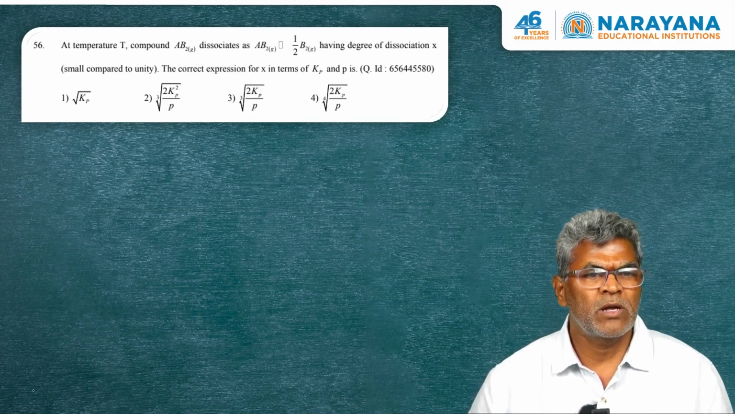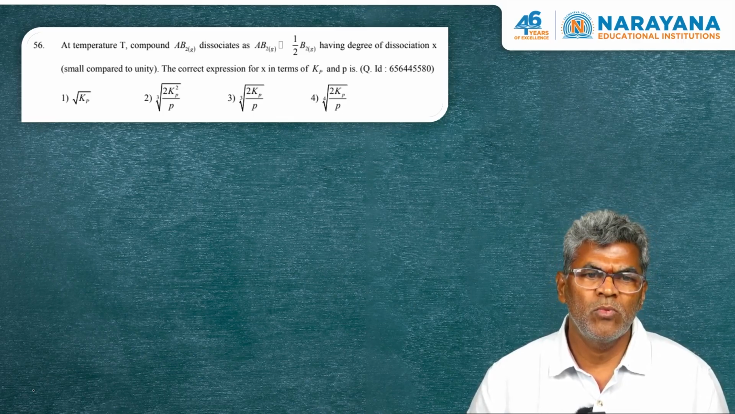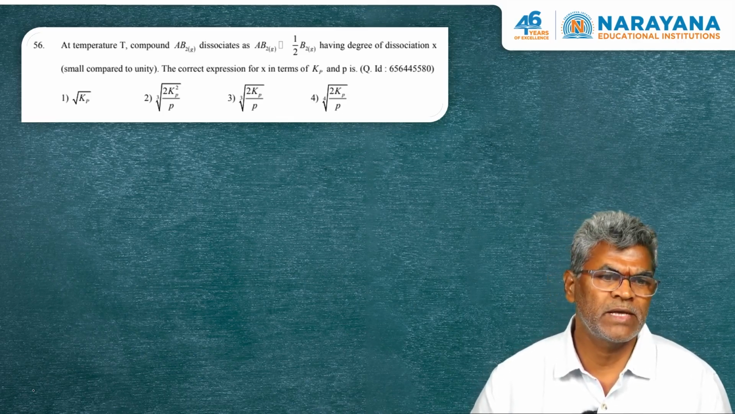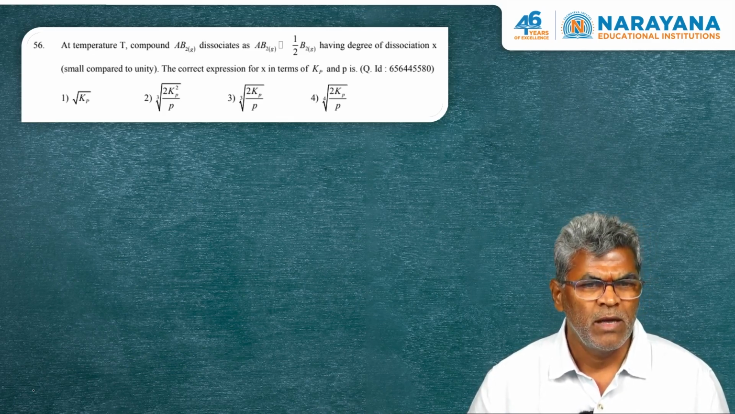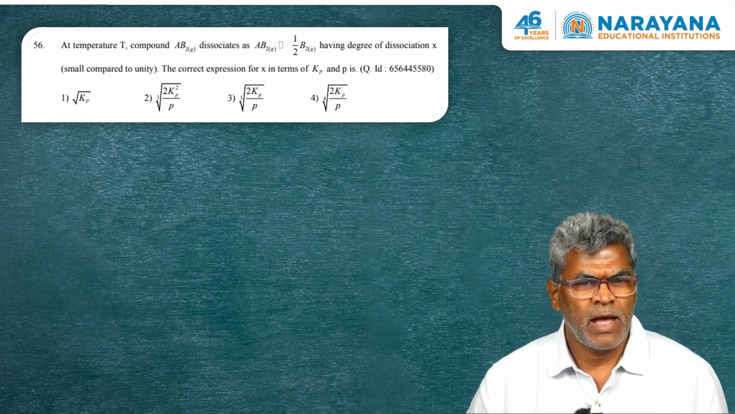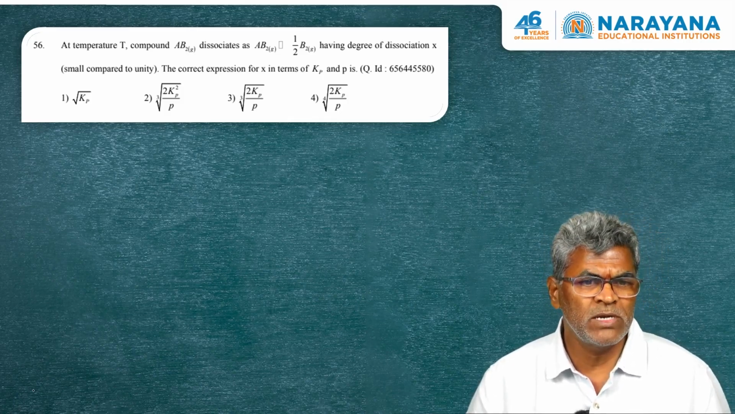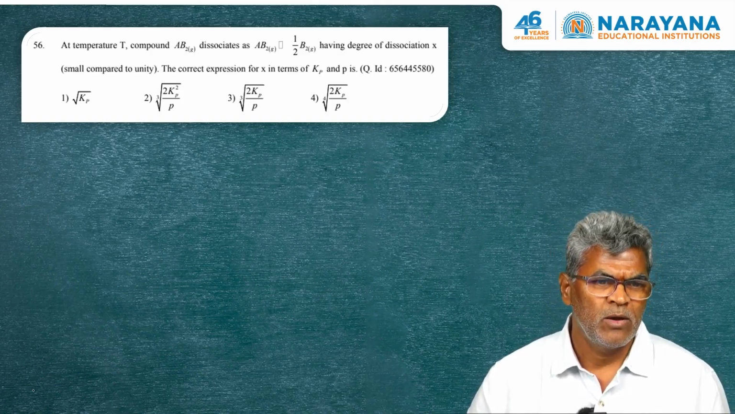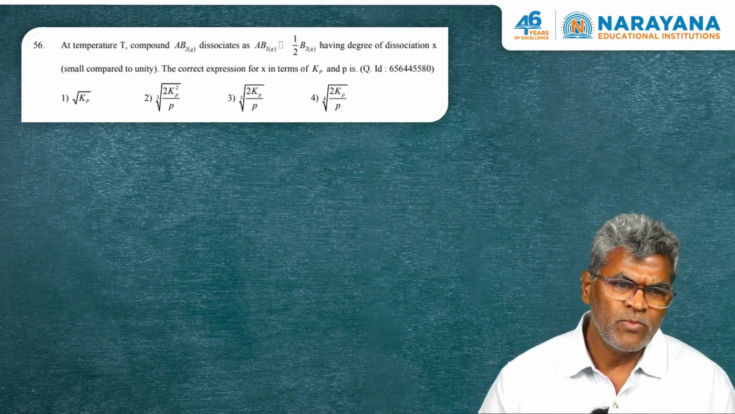At the temperature, compound AB2 dissociates as AB2 into AB and half B2, having degree of dissociation x, small compared to unity. In the question, as they mentioned, x is very small. So, wherever x comes in the denominator, you can neglect that part. That is why most probably the second option will be the answer.